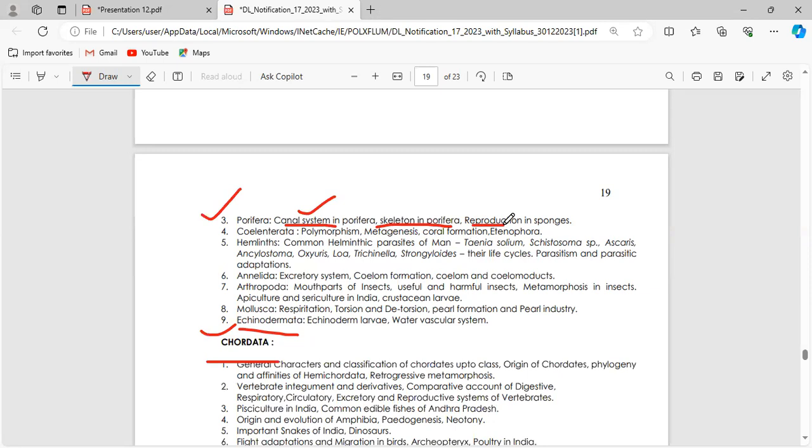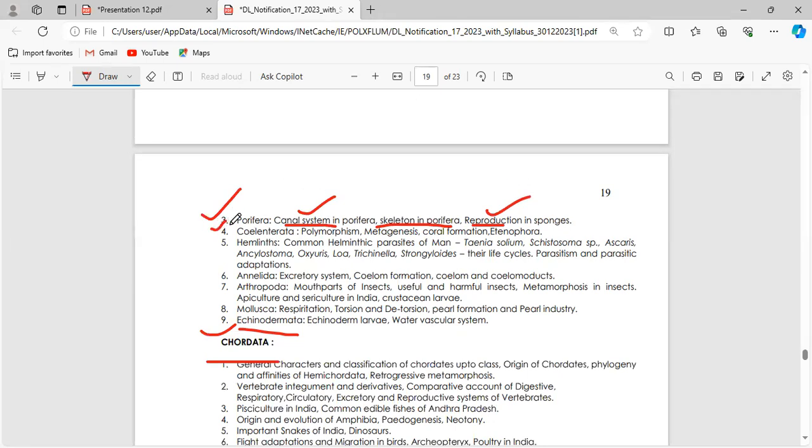In case of sexual reproduction, we are going to focus on how fertilization occurs and how the development happens. In case of development, whether it is a direct development or indirect development. In case it is an indirect development, what larval stages they undergo, and which larval stage is finally transformed into an adult. Those are all the things we are going to discuss in the reproduction in sponges.